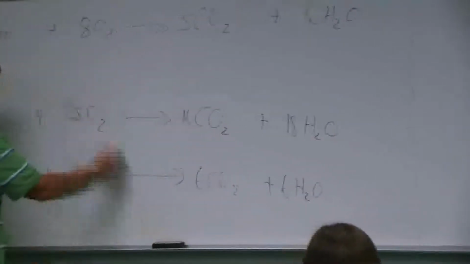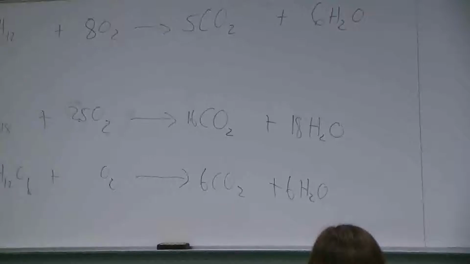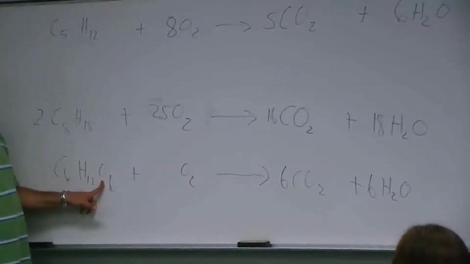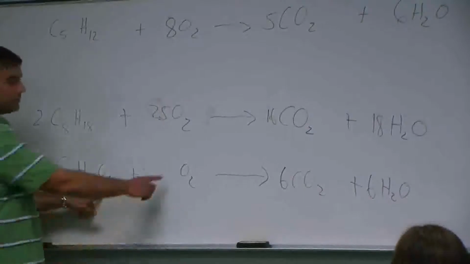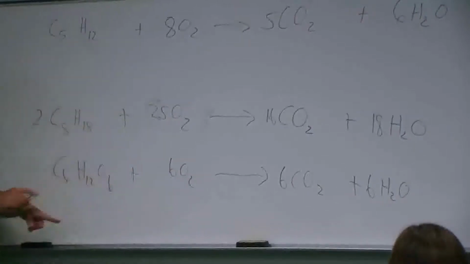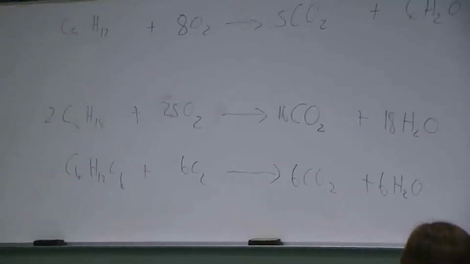Now, how many have I got to have on the left-hand side? 18. All right, but I've already got 6 sitting right there. So what number needs to go here? 6 times 2 is 12, plus another 6 is 18.